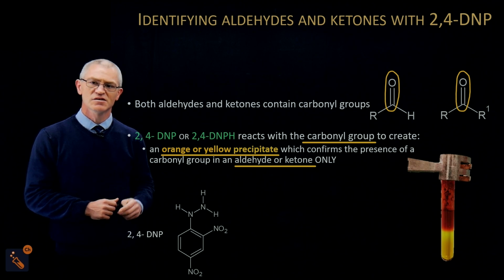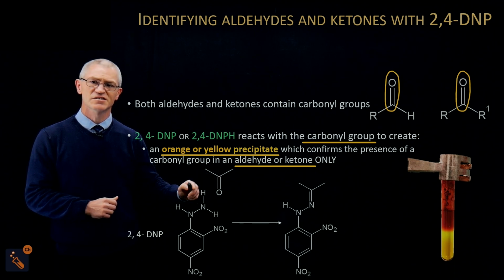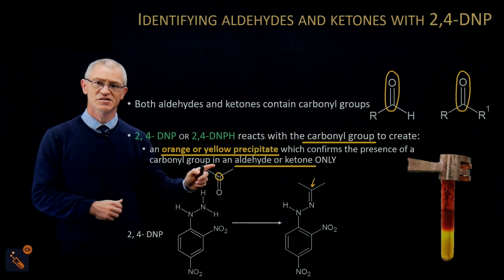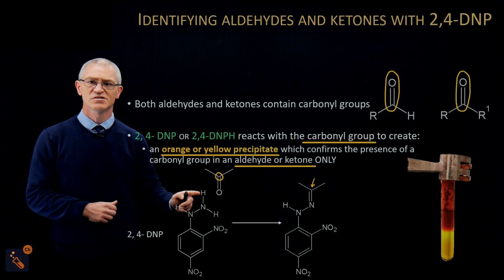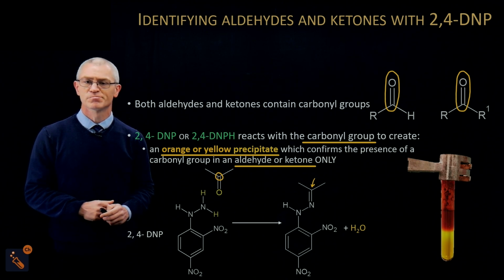So this 2,4-DNP reacts with the ketone, and this carbon here will react with this nitrogen here. As I said, that carbon is that carbon over there. So this carbon is that carbon there. And you can see that we have lost two hydrogens and we've lost an oxygen. Because we've lost two hydrogens and an oxygen, we make H2O as our other product.